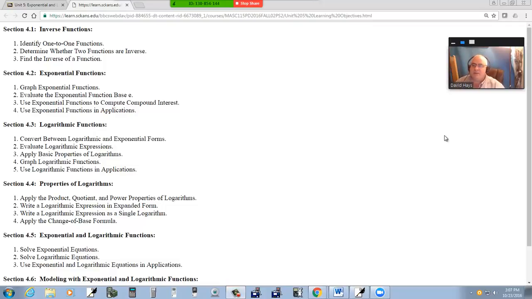Well, let's take a look at Chapter 4. Our first section is inverse functions, and it talks about one-to-one functions. So let's talk about how to identify those.